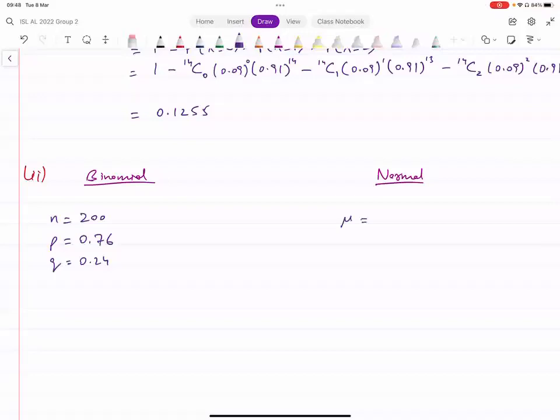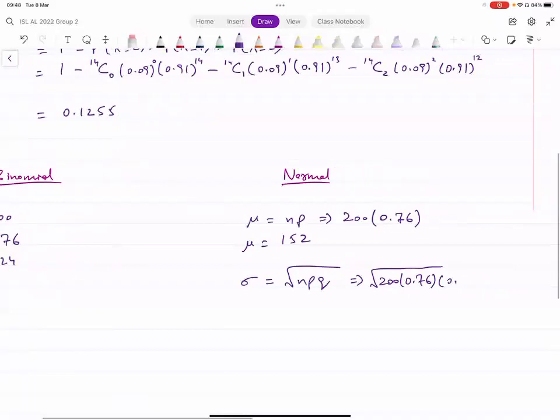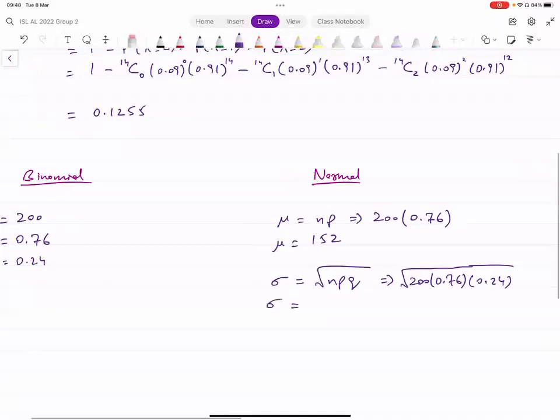Normal के लिए हमें क्या चाहिए? Mean चाहिए. That's n times p, which is 200 into 0.76. What's that? That should be 152. Standard deviation, square root of npq, which is square root of 200 into 0.76 into 0.24. What does this turn out to be? Standard deviation क्या आती है हमारे पास?